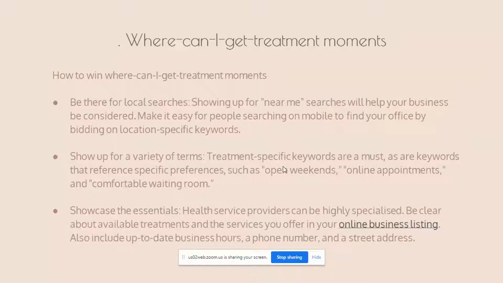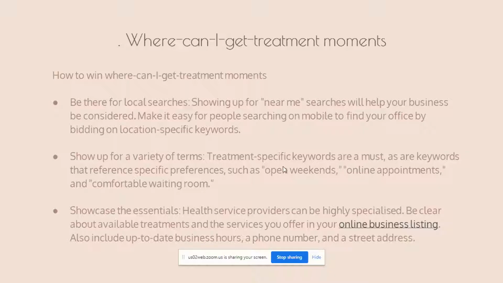Or maybe they go to another hospital, or visit another doctor. And then showcase the essentials. Each and every person, expert, doctor, or hospital has their own USP and their own expertise. That is something we need to tell them: this is our expertise. You also need to include your business hours, your phone number, your street address.